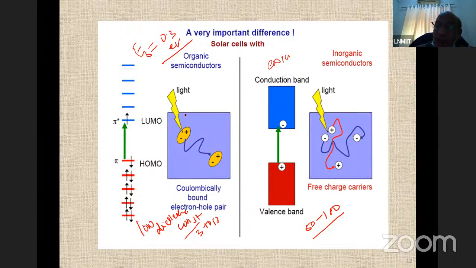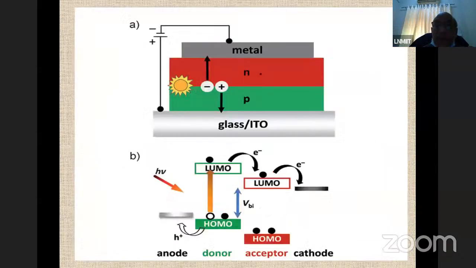A second thing is the diffusion length, which is in the range of 10 to 20 nanometers here. That means the excitons which are generated should dissociate into free charge carriers before they collapse. So these are some disadvantages of organic semiconductors.